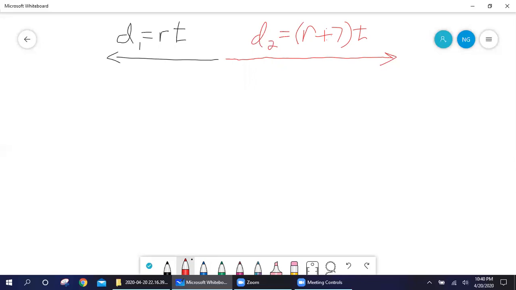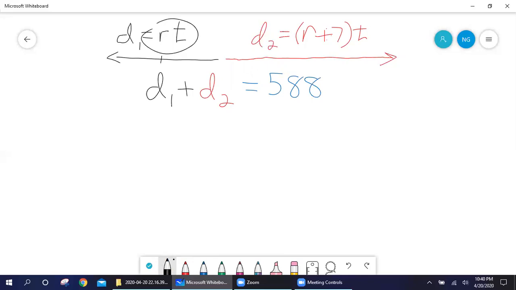Now, it does say that after 4 hours, they're 588 miles apart. That means that the distance trucker 1 drives plus the distance trucker 2 drives is going to equal 588. Well, now I can substitute. I know that D1 is RT, and I also know the time was 4. So this would be 4R, or R times 4.